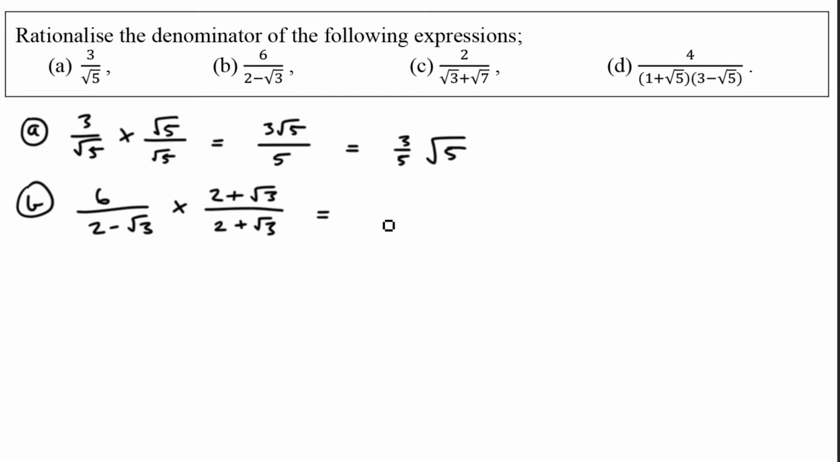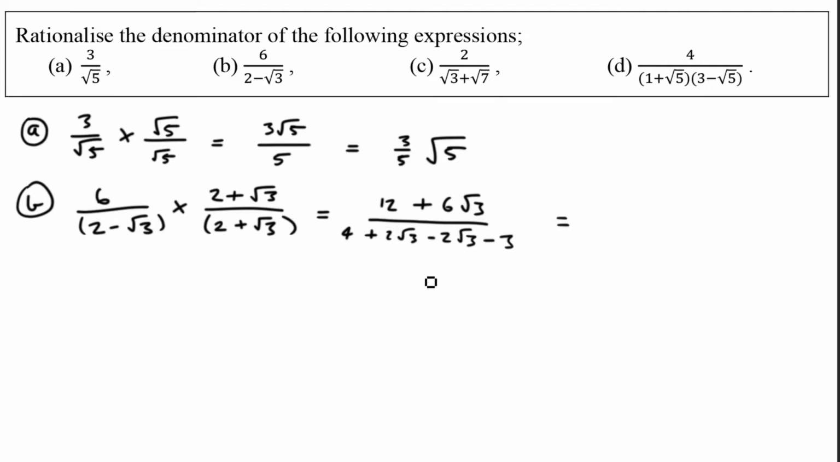Now let's do that multiplication. On the numerator we will have 6 times 2, which is 12, plus 6 times root 3, which is 6 root 3. On the denominator, it will be easier to think of this as multiplying these two bracketed terms together. We will have 2 times 2, 4. We'll have 2 times root 3, which is 2 root 3. We will have negative root 3 times 2, subtract 2 root 3, and we'll have negative root 3 times root 3, which will just be negative 3.